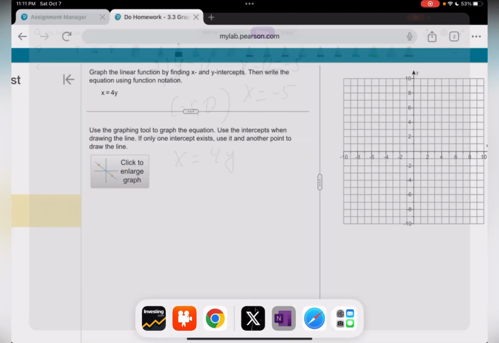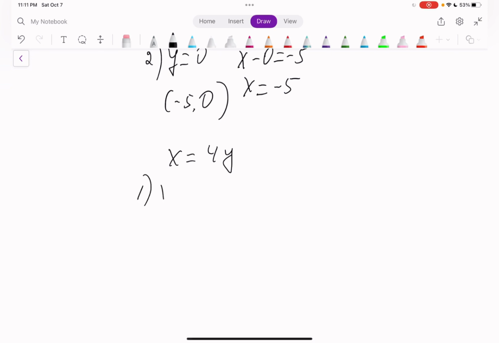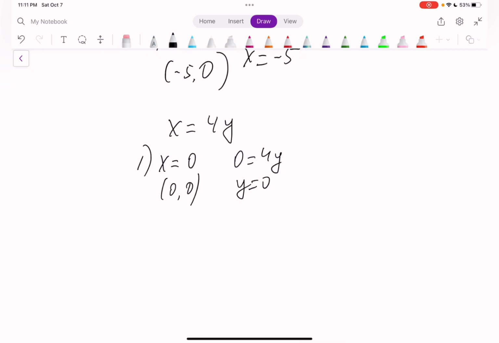Okay, we do it. So first, when x is equal to 0, what do we get? 0 is equal to 4y, and y is also equal to 0, right? We get 0, 0. If I take y equal to 0, in the same way x is going to be 0. So we end up with 0, 0 anyway. But 1 point only is not enough to draw the line. We need 2 points. Therefore, for the second point, I'm taking any value of x or any value of y. Let's say y is equal to 1. Then x is going to be equal to 4 times 1. So it's going to be 4 and 1. So 0, 0, and 4, 1.